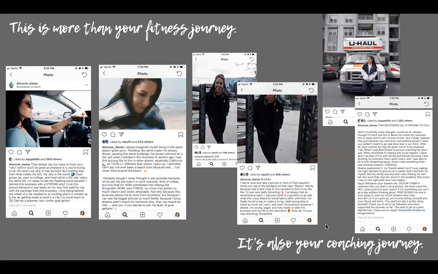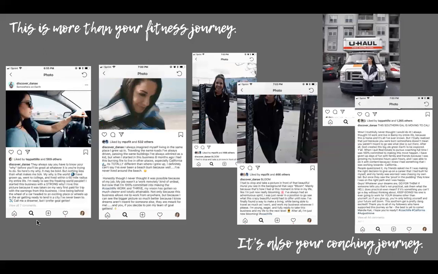And then she shares again: "Bloom. I had to stop and take a picture in front of that beautiful mural you see in the background that says Bloom, mainly because that's how I feel at this moment in time in my life. Like I'm just now really blooming. I've always had an adventurous spirit. I was just never in a position to go see what this crazy, beautiful world had to offer until now. I finally found a way to make a living while being able to travel as much as I want and work my business wherever I please. I'm young, eager, and fully ready to take this business in my life to the next level."